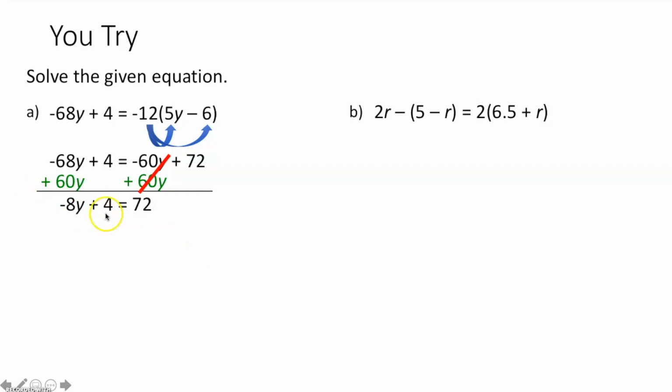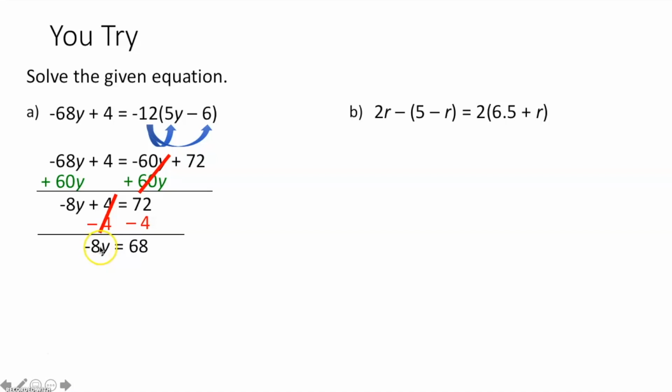Constants need to go to the right. I start with anything added or subtracted to my variable, which is this plus 4. I need to move that over here. How do I do that? Do the opposite, the inverse. I subtract 4 from both sides of the equation. These cancel out. 72 minus 4 is going to give me 68. Now, last constant I got to move is this negative 8.